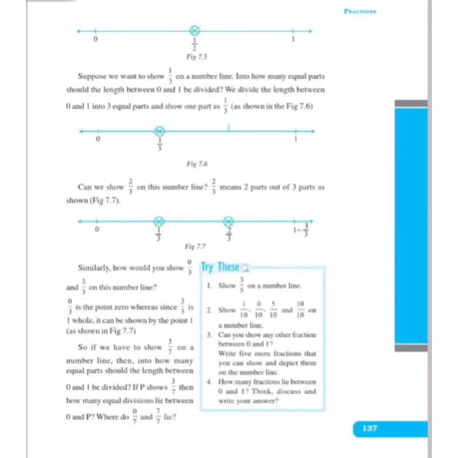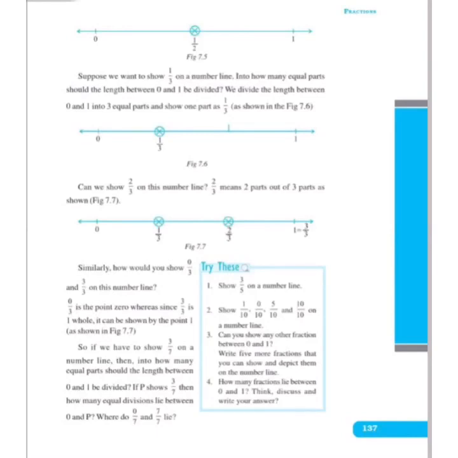Now children, you can see on the same page figure 7.7 and here we have to represent 2 by 3 on the number line. That means 2 parts out of 3 parts. So here what we will do, first we will draw a number line and mark 0 and 1 on the number line, leaving the space in between and we will divide the length between 0 and 1 into 3 equal parts. You can see here in 2 by 3, 3 is the denominator, hence length between 0 and 1 will be divided into 3 equal parts.